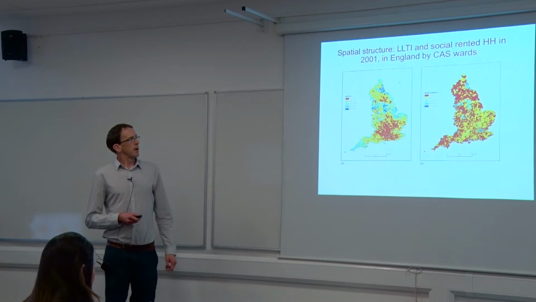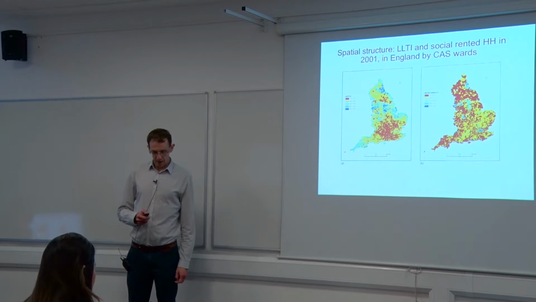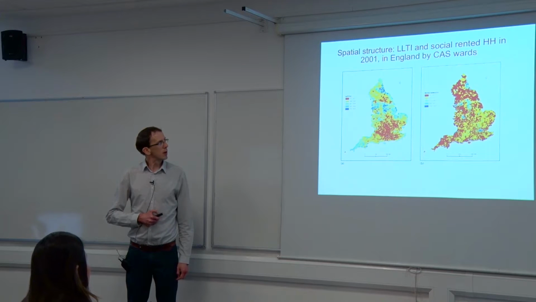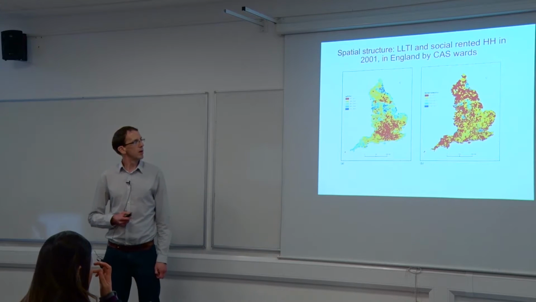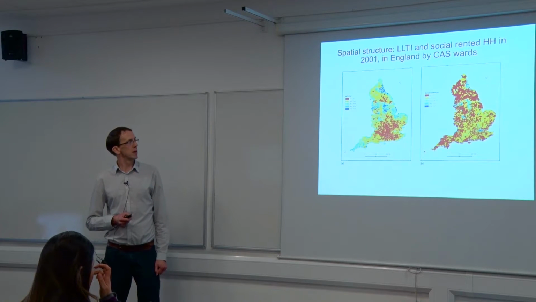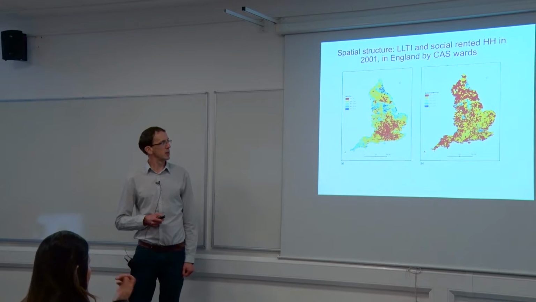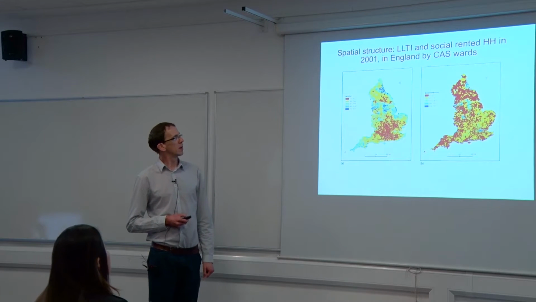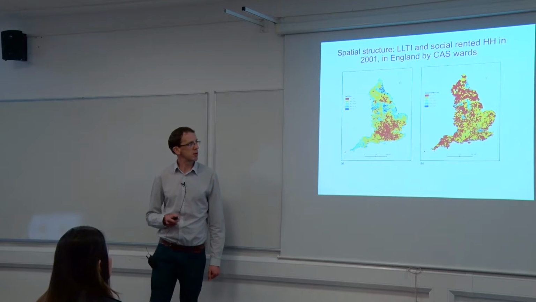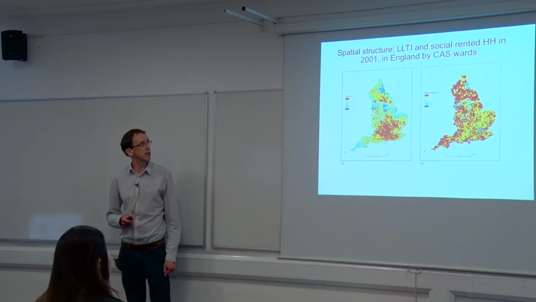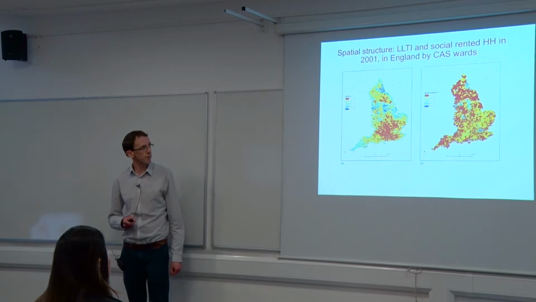So another way of thinking about scale is to actually look at some maps like these. On the left-hand side, we've got limiting long-term illness. The reds are low rates of limiting long-term illness, and the blues are high rates. The equivalent on the right-hand side is for the percentage of social rented households. These are in census wards.